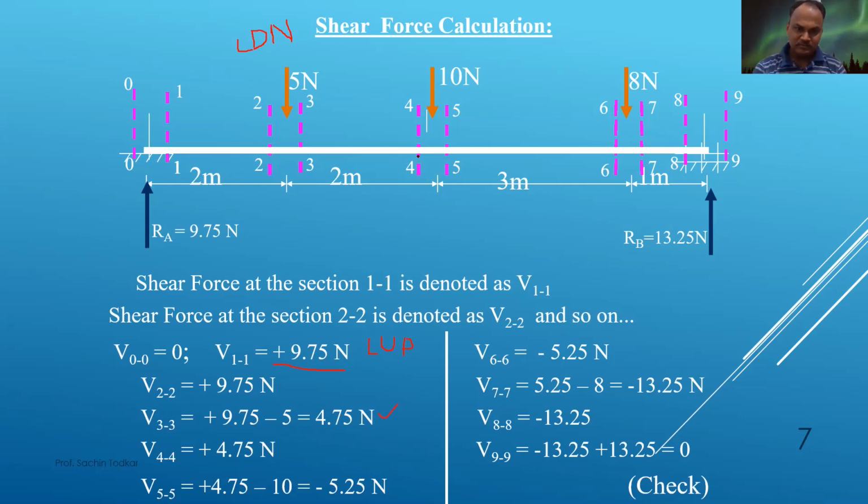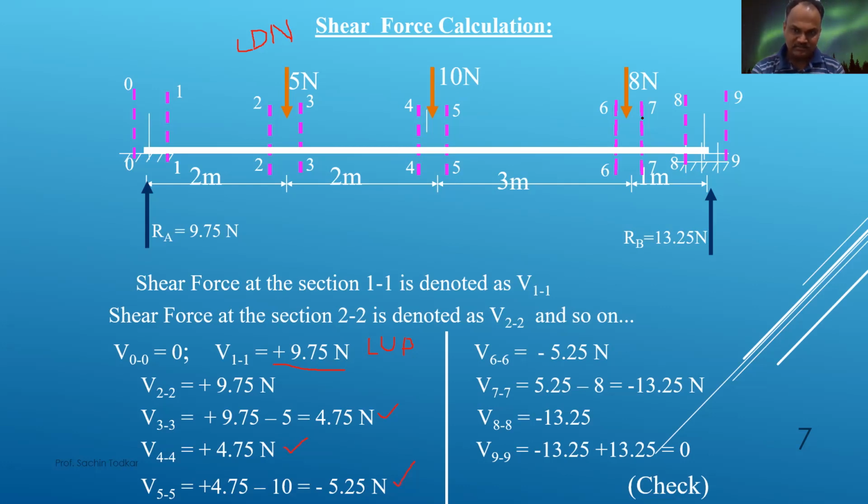Up to section 4 there is no force, so it will remain as it is, 4.75 Newton. At section 5 you will get 4.75 minus 10 because it is left downward, so left downward is again negative, and it will give 4.75 minus 10, which is minus 5.25, and so on. These are all calculations. These calculations are very easy because the numerical is easy. Now you'll get to know that up to section 6 there is no change.